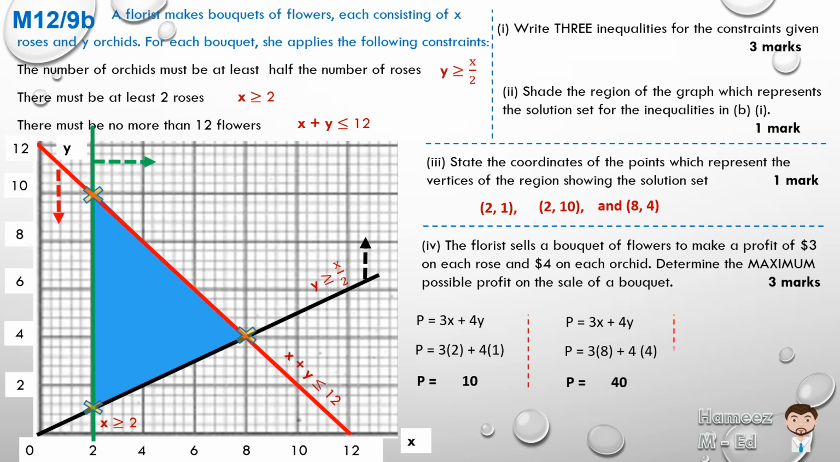And if we use our top vertice, our highest point, so profit is equal to 3x plus 4y, and if we substitute, P is equal to 3 times 2, x is 2 at that point, and 4 times 10. 4 times 10 are 40, plus 3 2s are 6, 46. So therefore the maximum profit occurs at that point where x is 2 and y is 10.